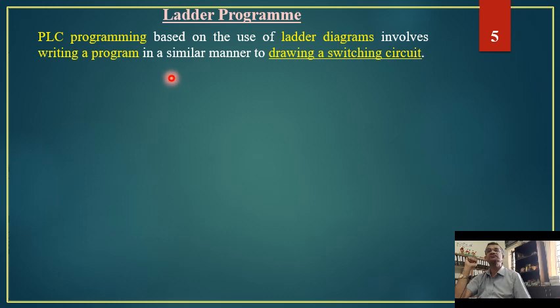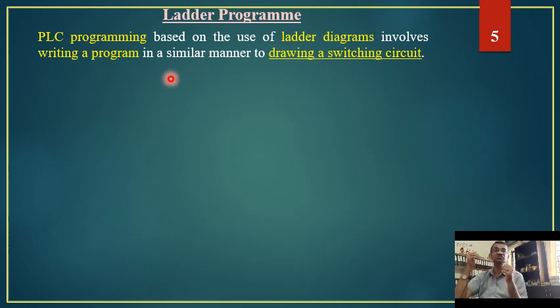Whenever in any automated system we have to represent the circuit and how exactly the circuit is working, then normally a program needs to be written. And as I already mentioned, the kind of program that we write over here is called ladder programming, right? PLC programming based on the use of ladder diagrams involves writing a program in a similar manner to drawing a switching circuit. So the ladder programming, whatever we write, is very much similar to drawing a switching circuit.